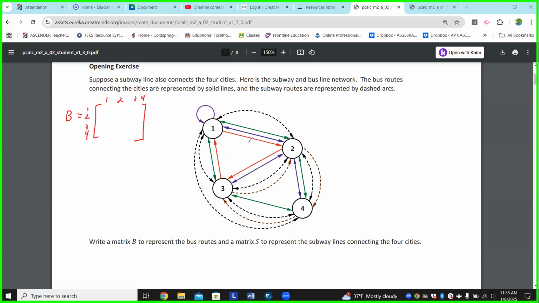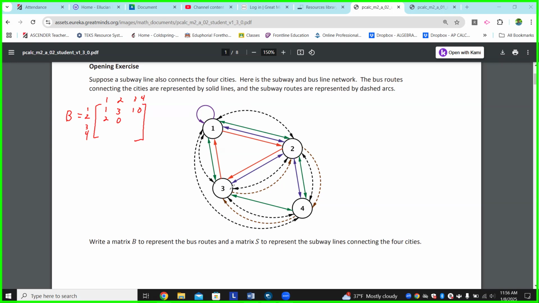Bus, again, are the solids. So how many routes can I get from 1 to 1? 1. 1 to 2. 1 to 3. 1 to 4. Very good. 2 to 1. Very good. Again, notice, pay attention to those arrows. This red one does not get back to 1. 2 to 2.